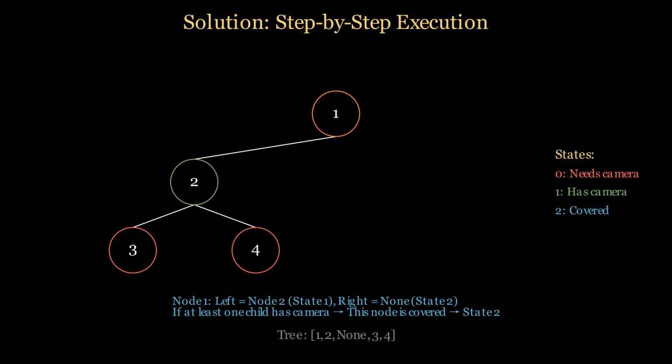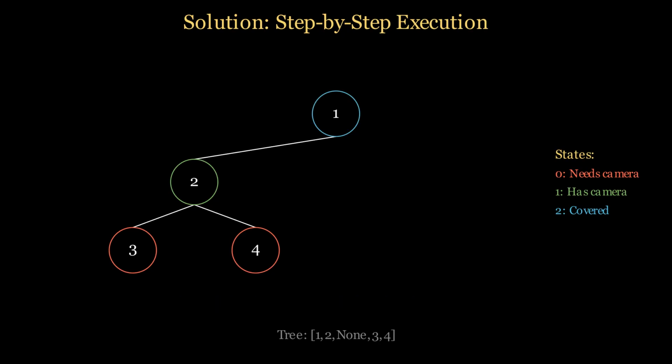At node 1, we check its children's states. The left child is node 2, state 1, and the right child is none, state 2. Based on these states, node 1 is in state 2, which means covered. We need a minimum of 1 camera to monitor all nodes in this tree.